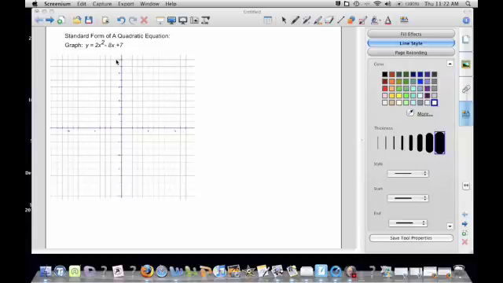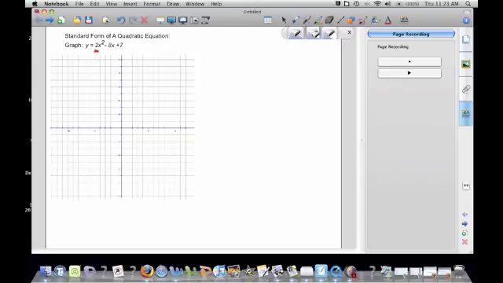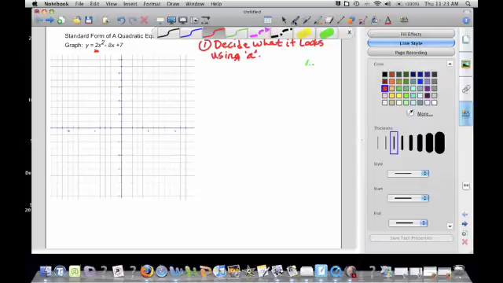So the first thing we want to know, other than this being a smooth U-shaped curve, is how is it going to look in the coordinate plane? Could it be upside down or right side up? Will it be a wide U or a narrow U? And we do that by identifying our coefficient A, and that tells us right off the bat how it should look. So we're going to use A to decide what it looks like.